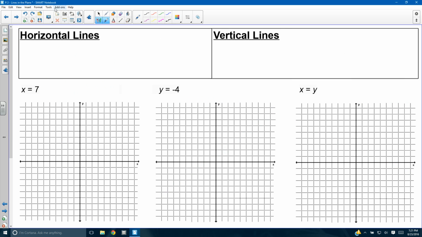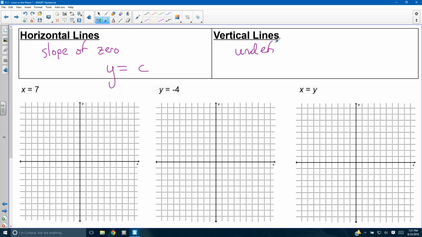Okay, horizontal lines and vertical lines. Horizontal lines have a slope of 0. They are used in y equals c equations. You know, f of x equals c. It's a constant, no slope. That's just what's applied. Vertical lines have an undefined slope.